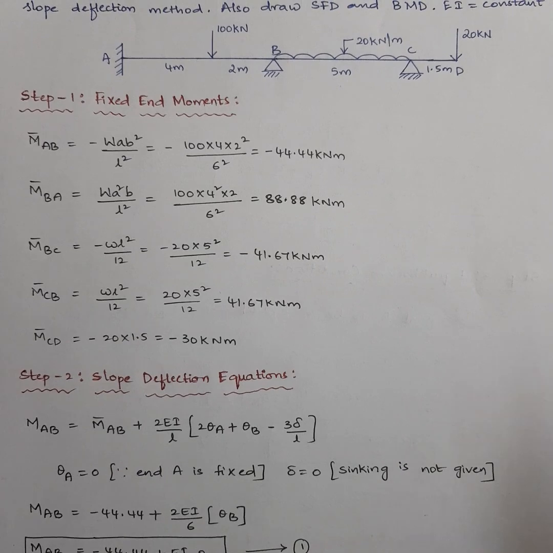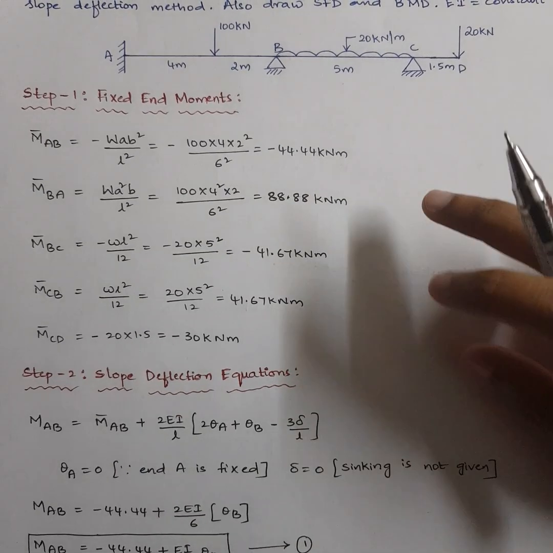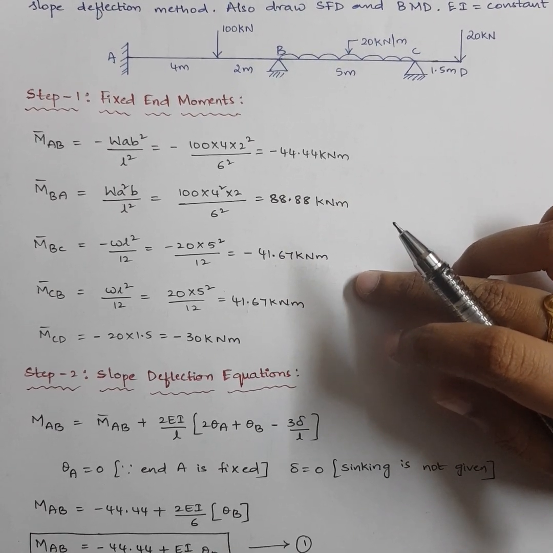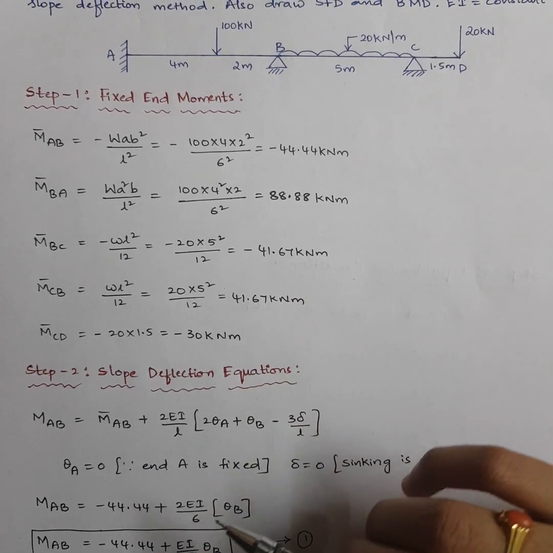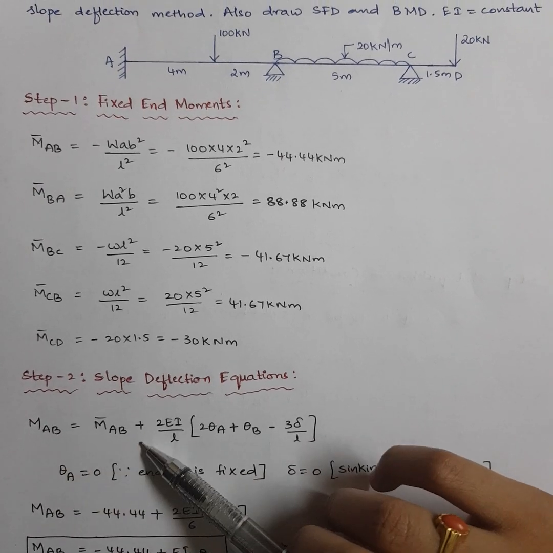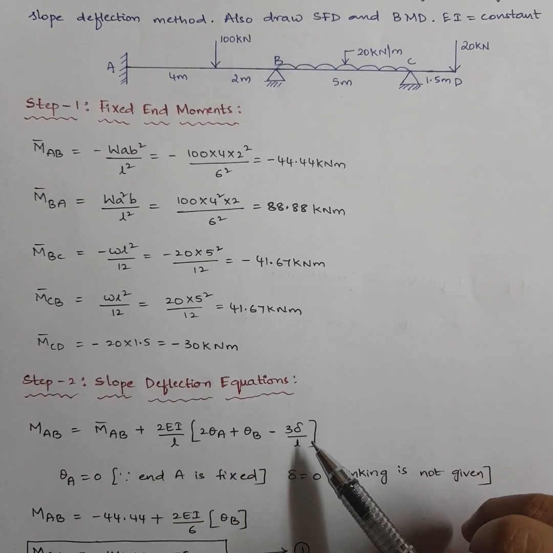Next, our step 2 will be writing the slope deflection equations. So we have 4 moments for 2 spans, so we will be getting 4 slope deflection equations. So let's start off. The first slope deflection equation is for MAB. So MAB is equal to M bar AB plus 2 EI by L into 2 theta A plus theta B minus 3 delta by L.